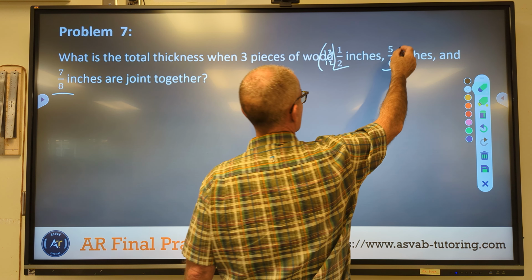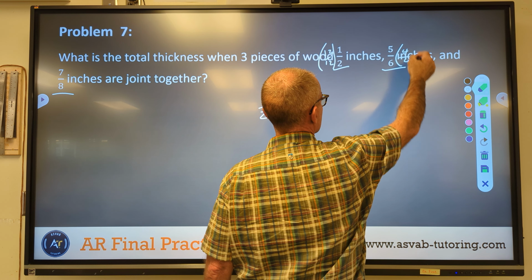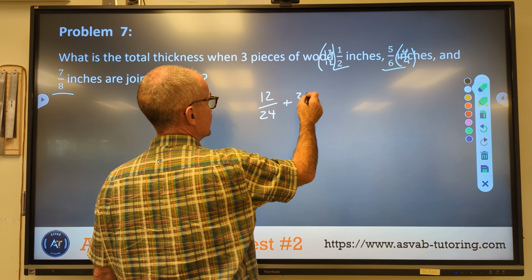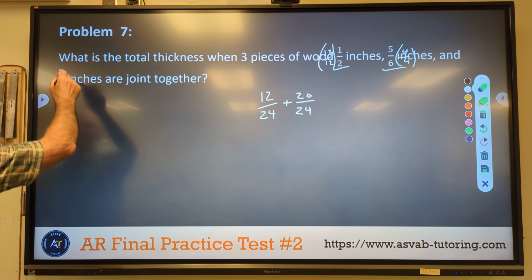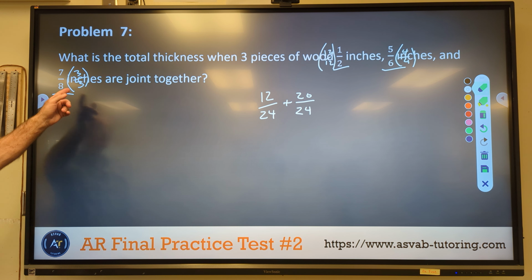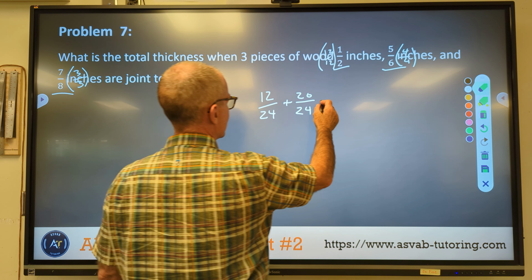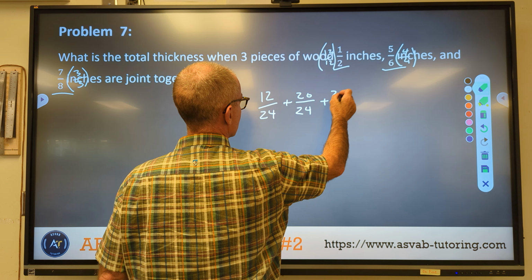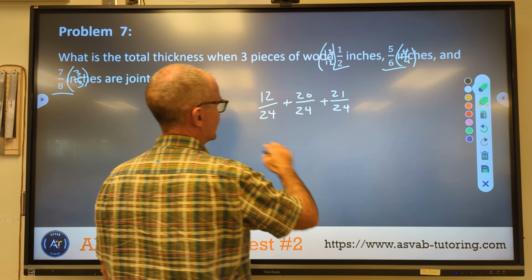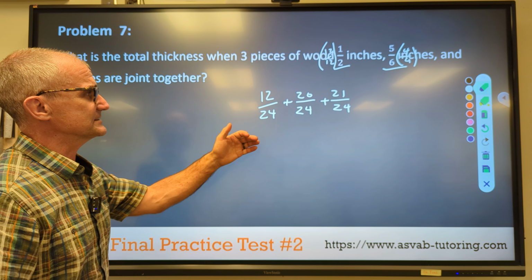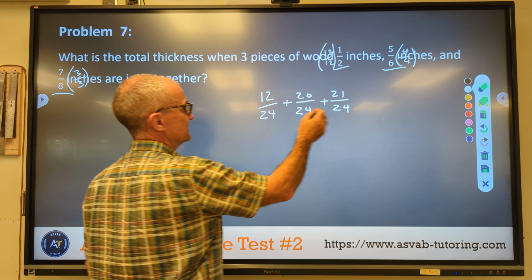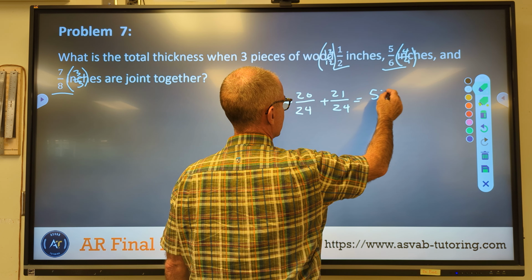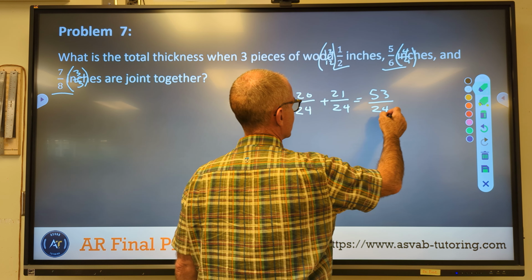This one, to get to 24, I multiply by 4 over 4. That's going to give me 20 over 24. To get this to a 24, I need to multiply it by 3 over 3, right? That'll give me a 24. Multiplying by 1 doesn't affect the value. So that's 7 times 3, 21 over 24. Have that common denominator, add across the top. 12 plus 20, 32, plus 21, 53. 53 over that common denominator, 24.